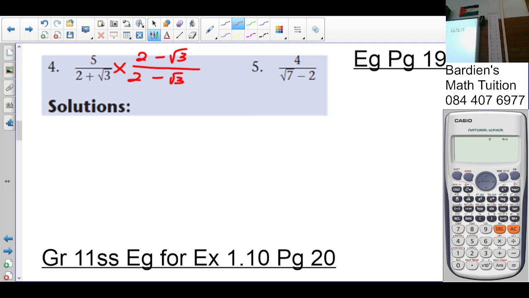Right. So what we do is we multiply the first and the last. So that would give you 2 times 2 is 4.